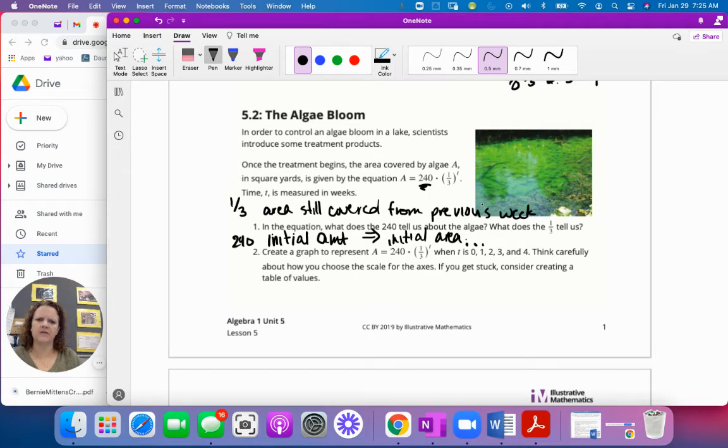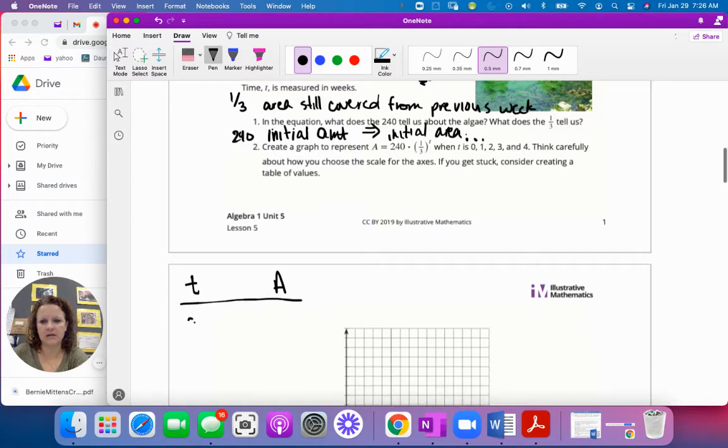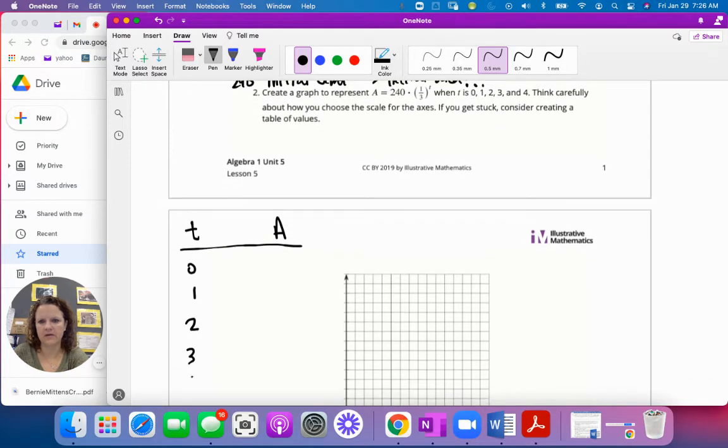Create a graph to represent A equals when T is 1, 2, 3, and 4. Think carefully about how you choose the scale for the axes. If you get stuck, consider creating a table of values. We're going to create a table of values. So I've got time, which is in weeks, and area, which is the algae. So I'm doing 0, 1, 2, 3, and 4.